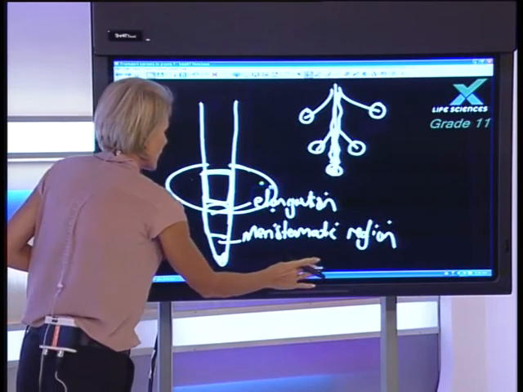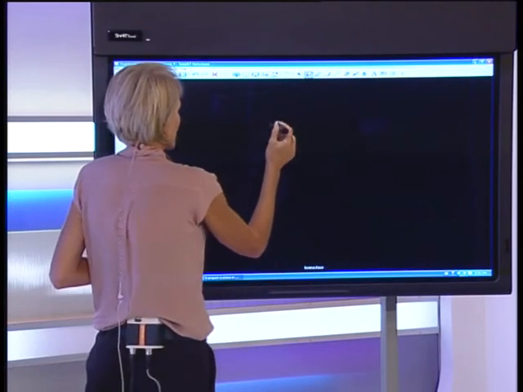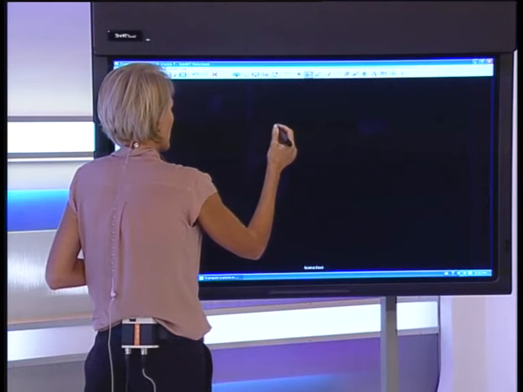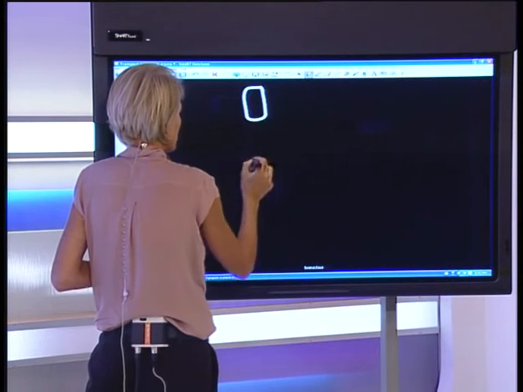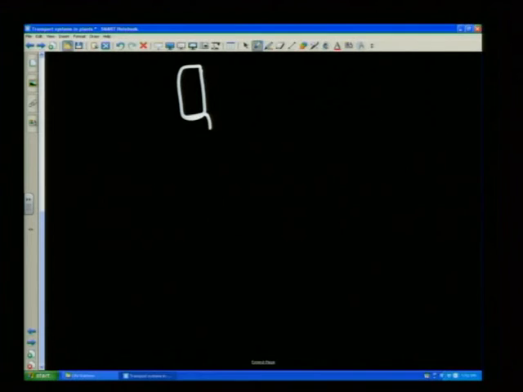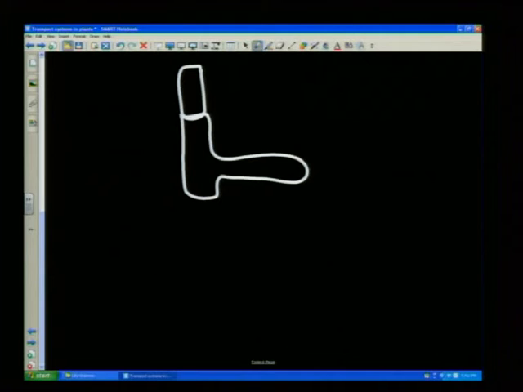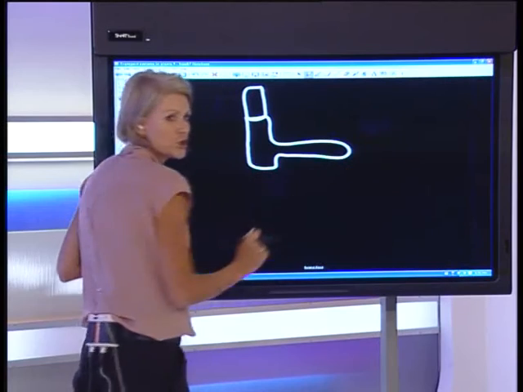Now, if we look at our root hair, it's a little structure. Remember, these are your epidermal cells. So there's one epidermal cell, and now your root hairs are modified epidermal cells. Now look at why we say it's a modified epidermal cell. It's got a nose like Pinocchio that sticks into the soil.